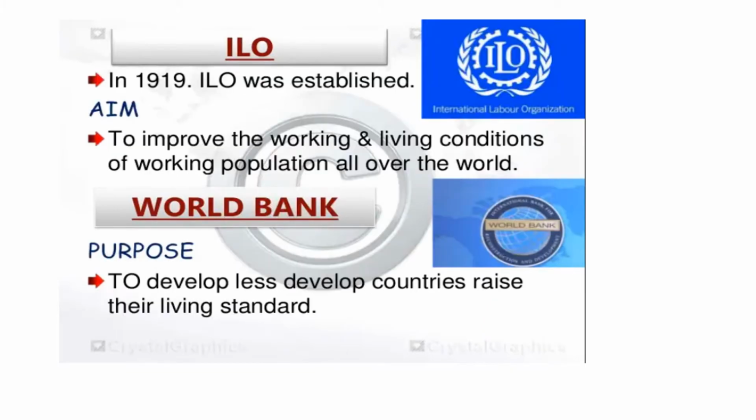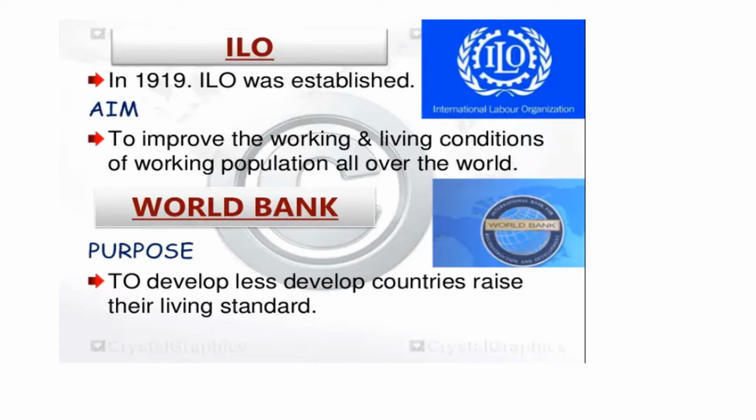Now next organization is International Labour Organization. It was established in 1919. Its main aim is to improve the working and living conditions of the working population all over the world. Because a lot of the population is working in various kinds of industries, providing them proper living conditions, proper environmental conditions, and proper working conditions is the basic objective of any organization. So the International Labour Organization basically looks after this aim, that all the workers around the world should get proper working and environmental conditions.